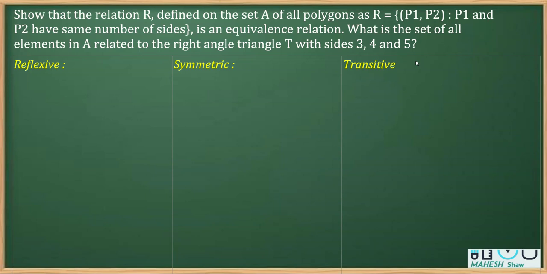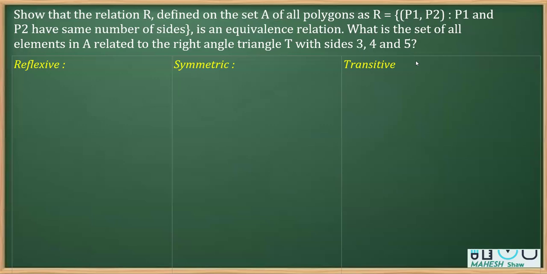This is one question from the chapter on relations. The question says that we need to show the relation R defined on a set A of all polygons. So here the domain and the codomain are all polygons, right? It says that the relation R, (P1, P2), means that P1 and P2 have the same number of sides. And we have to show that this is an equivalence relation.